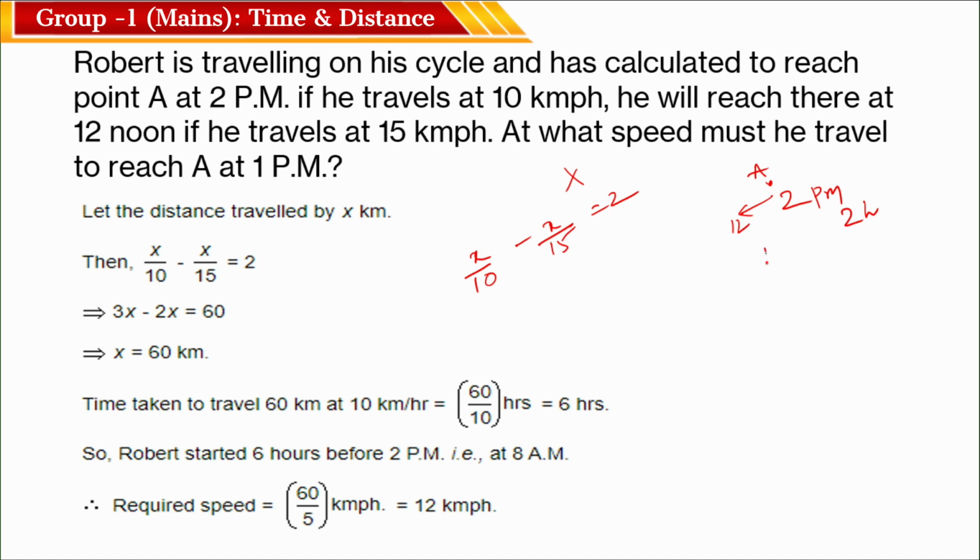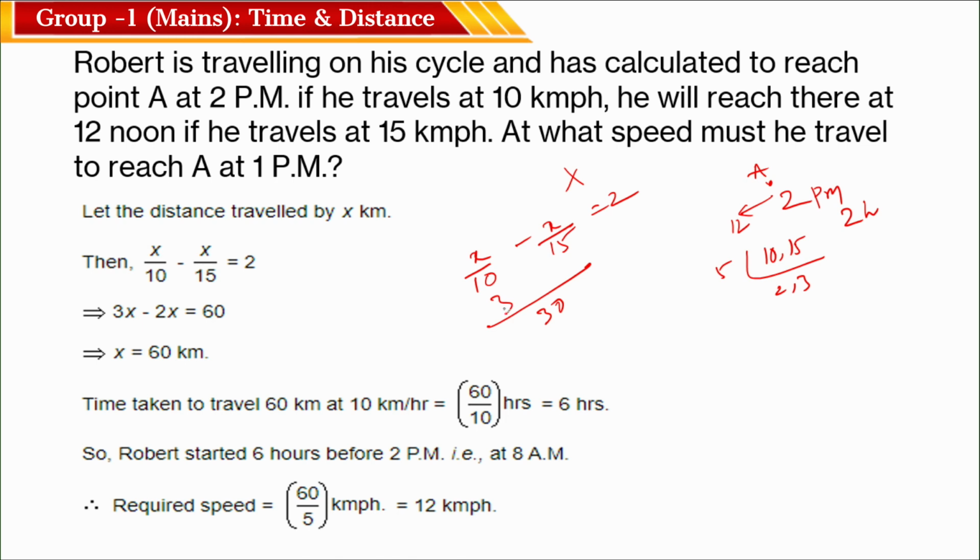10 and 15, what is the LCM for it? 5 2s are 10, 5 3s are 15. So, 2 3s is 6, correct, and 6 5s are 30. So, LCM is 30.